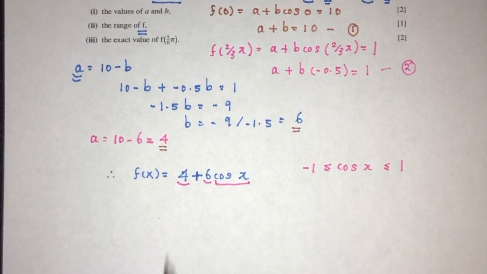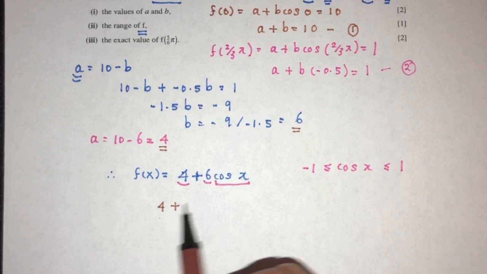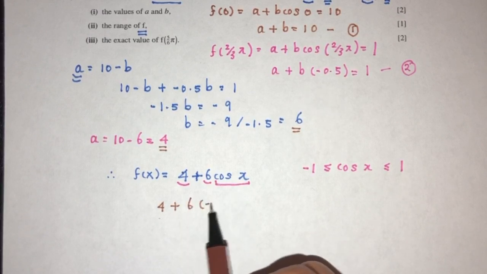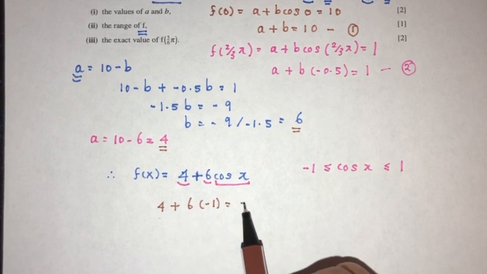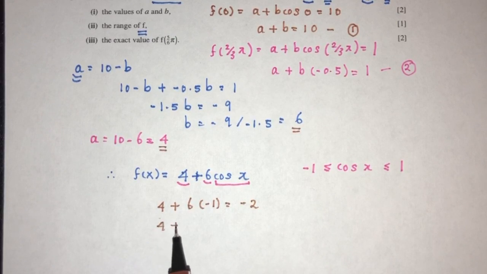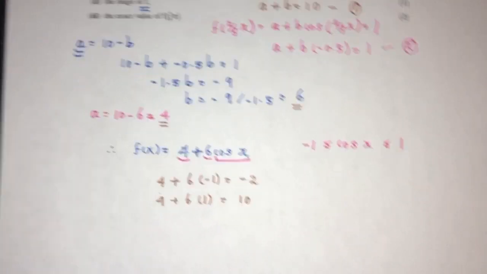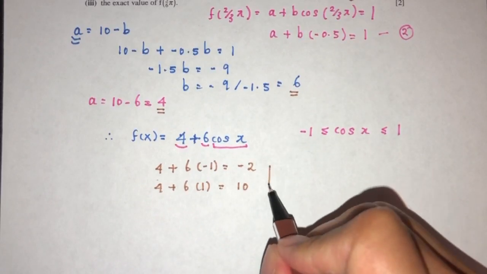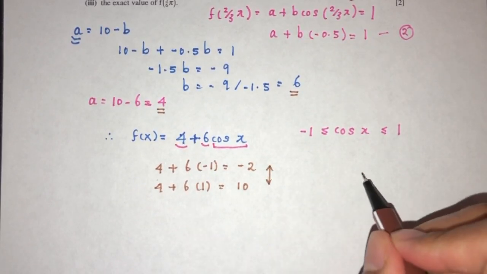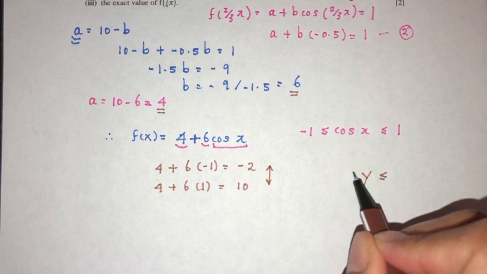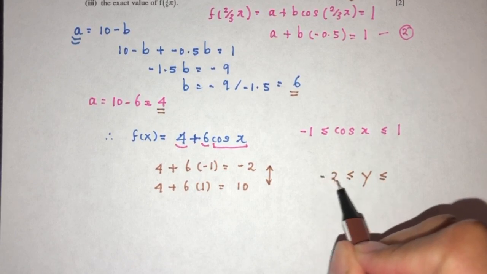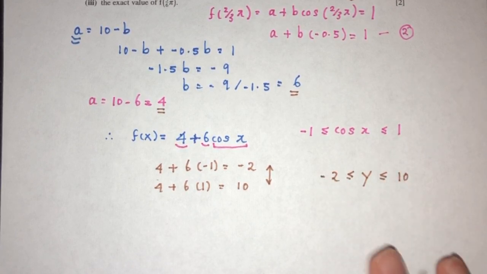So just replace. We have our first option, when cos of x is -1. That will be -2. And then the other option is when cos of x is just 1, that should be 10. So obviously the range will be between those two. Range is defined by y, or you can write f as well, is between the values of -2 and 10. So this is part 2 of the question.